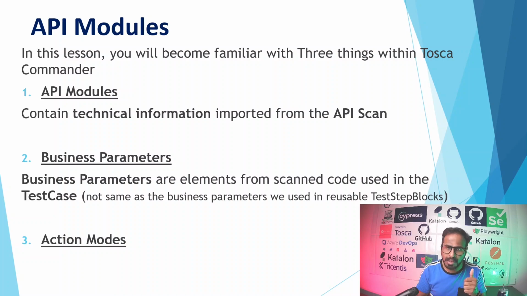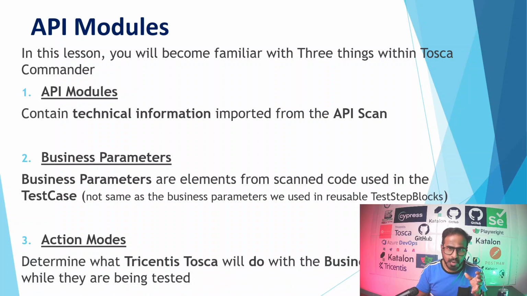And then you're going to become familiar about action modes. So action modes determine what Tricentis Tosca will do with the business parameters while they are being tested. Okay, so now let us take a look at coffee shop modules that have been exported from API scan into the Tricentis Tosca Commander in our previous lesson.